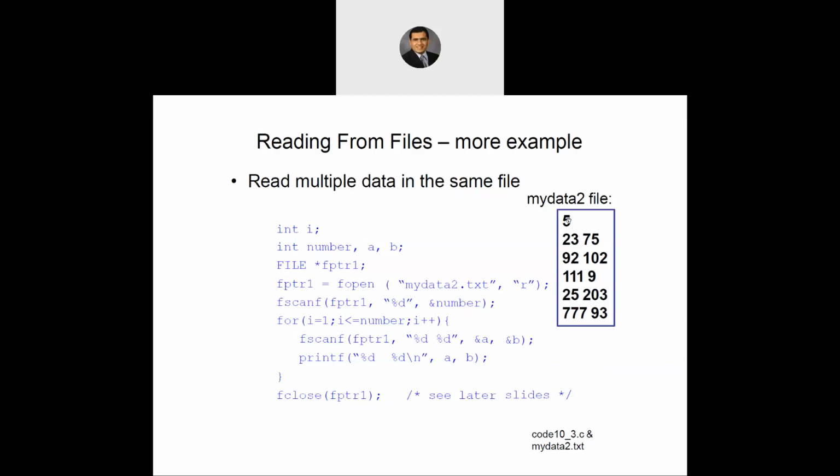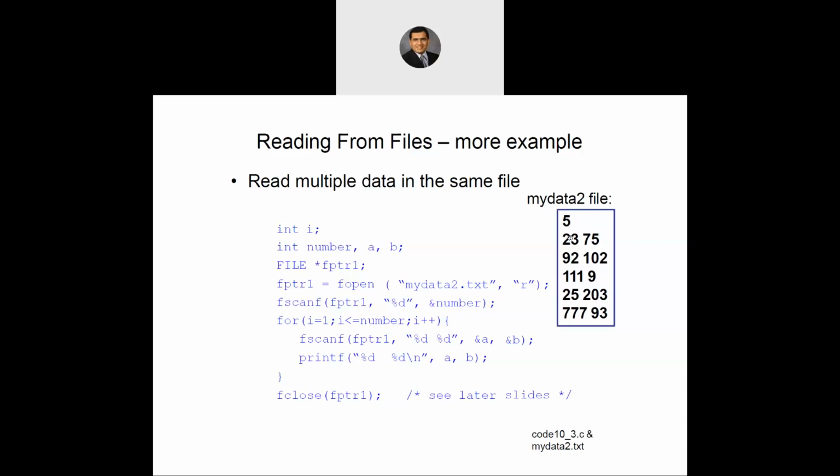5, enter, 23, space, 75, enter, 92 space 102, enter. 111 space 9, enter. 25 space 203, enter. 777 space 93, end of file. BOF, EOF. Beginning of file, end of file. Okay? Now these numbers are straightforward and you can see them.